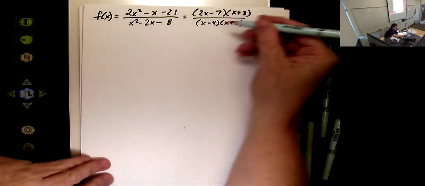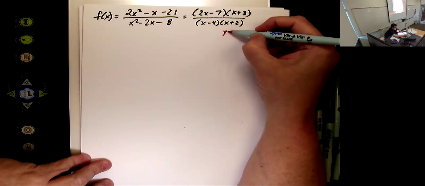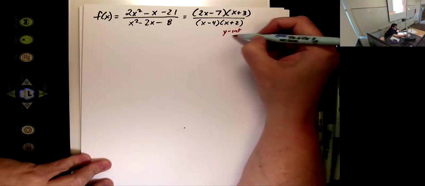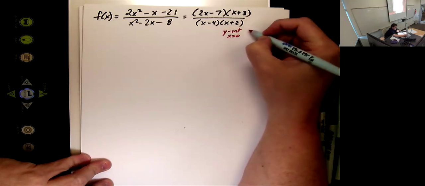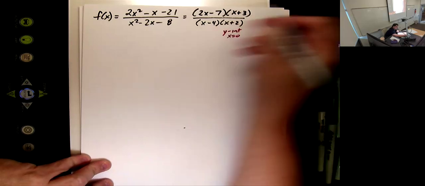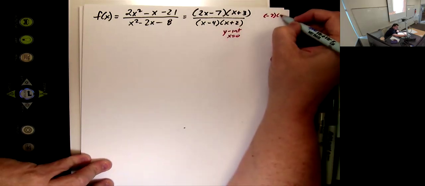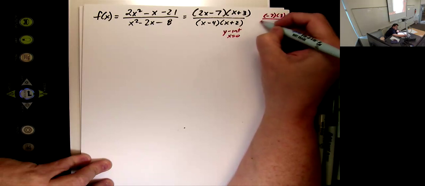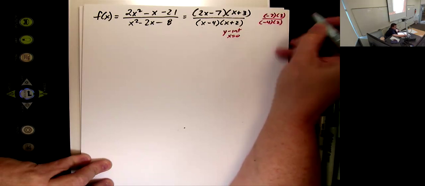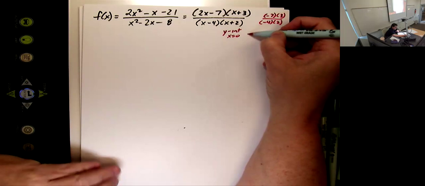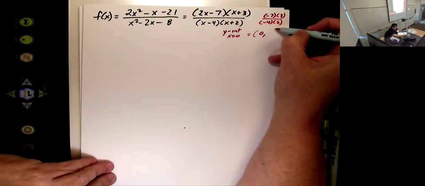So our x-intercept, well, let's do the y-intercept. The y-intercept is when x equals 0. I've got -7 times 3 over -4 times 2. What is that, 21 over 8?